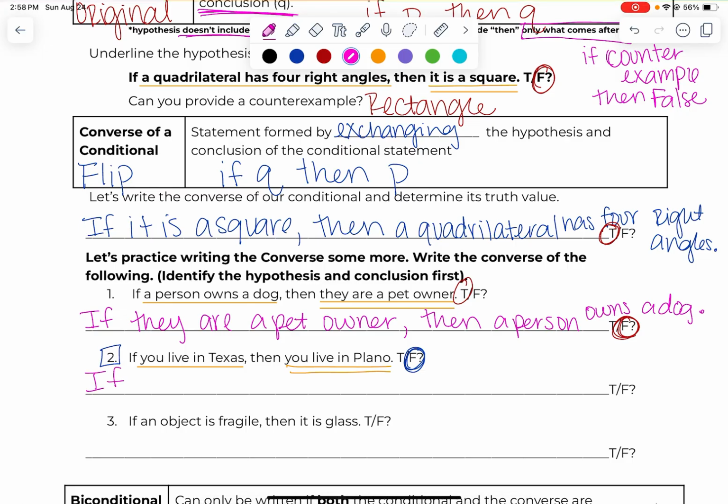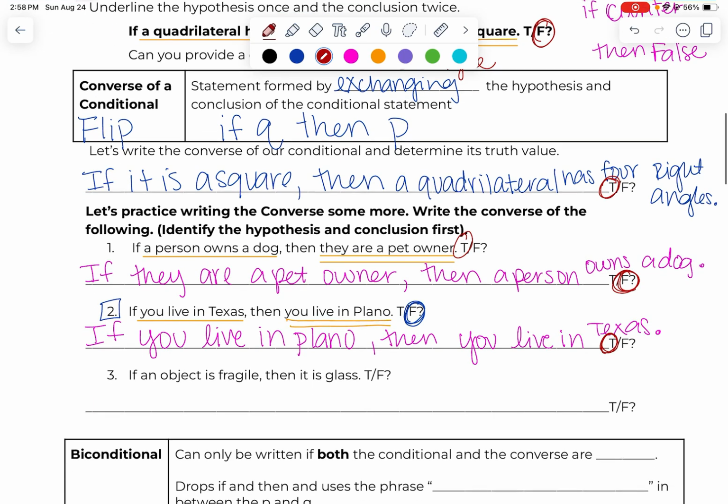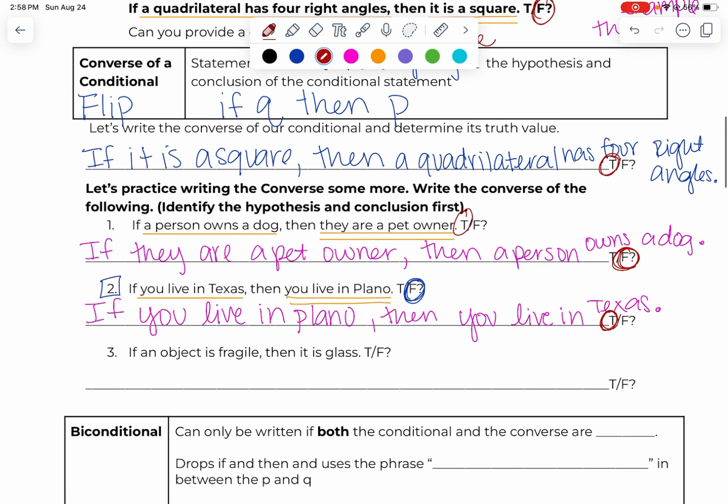So I'm going to flip the hypothesis and conclusion. So if you live in Plano, then you live in Texas. Is this statement true or false? This statement is true. All right, and our final one.